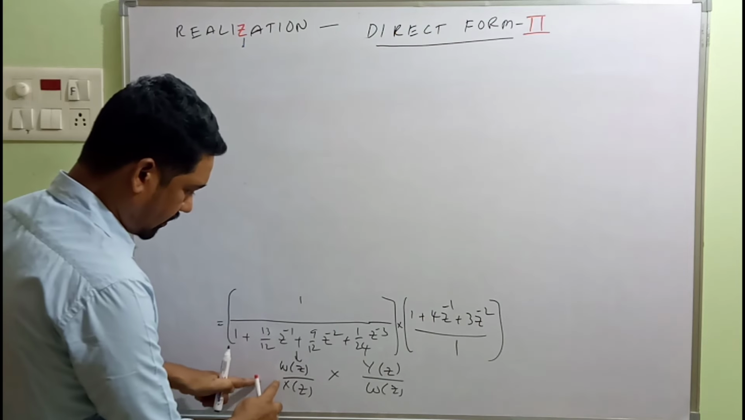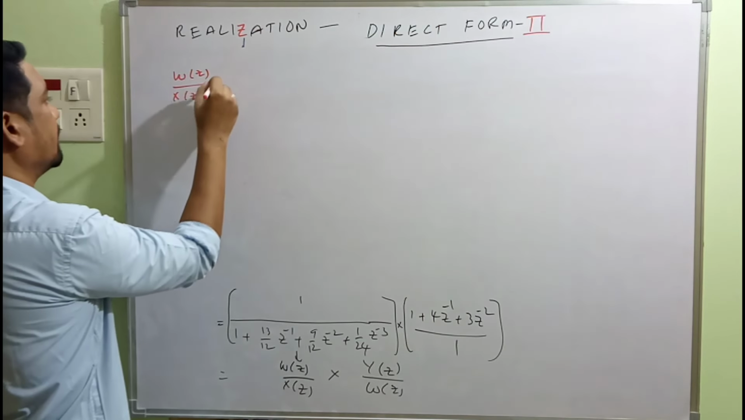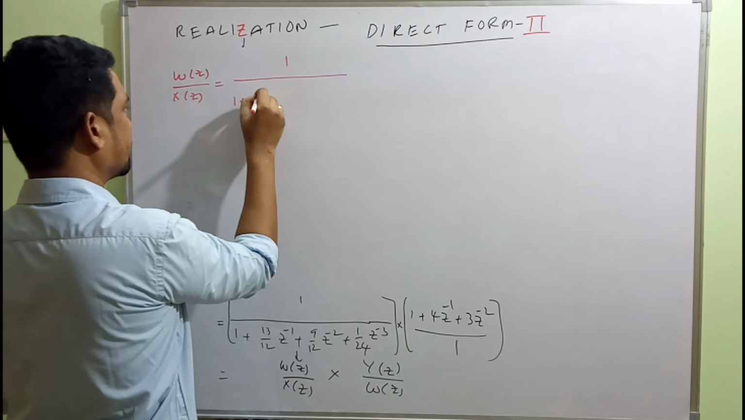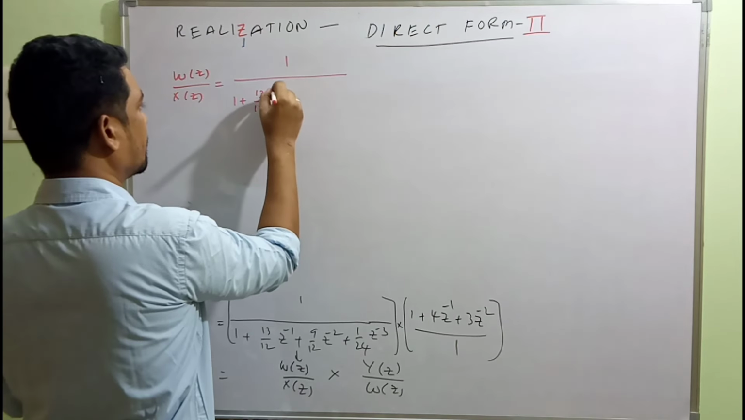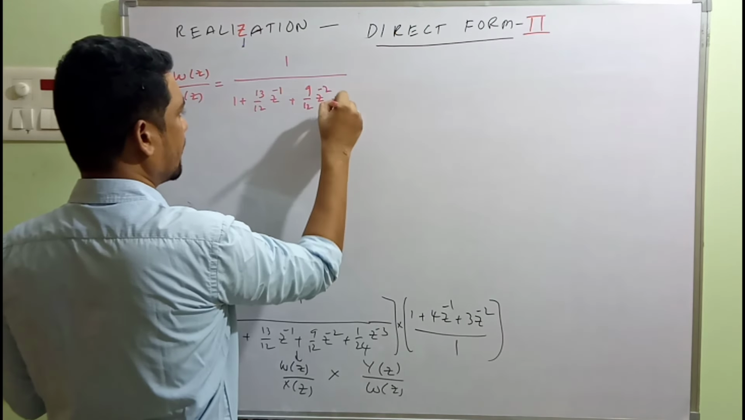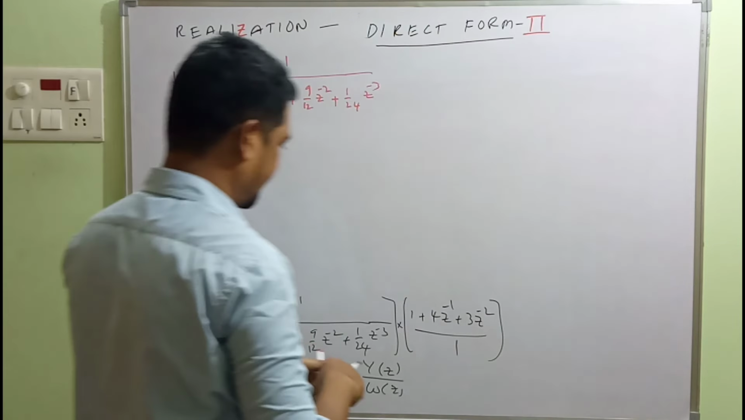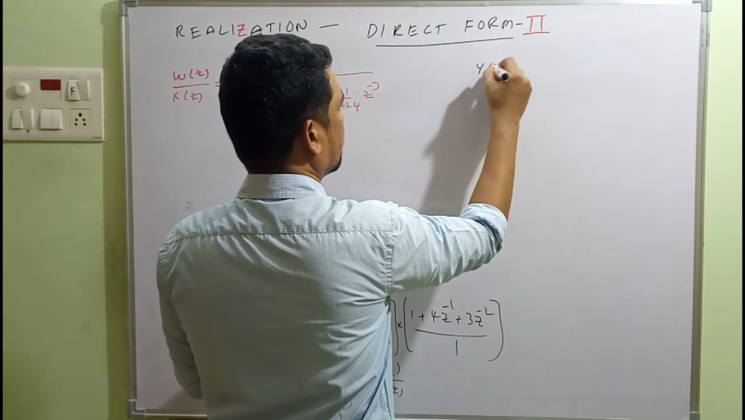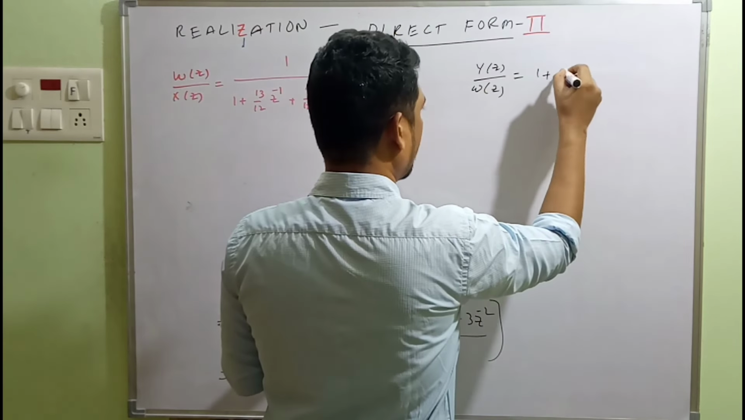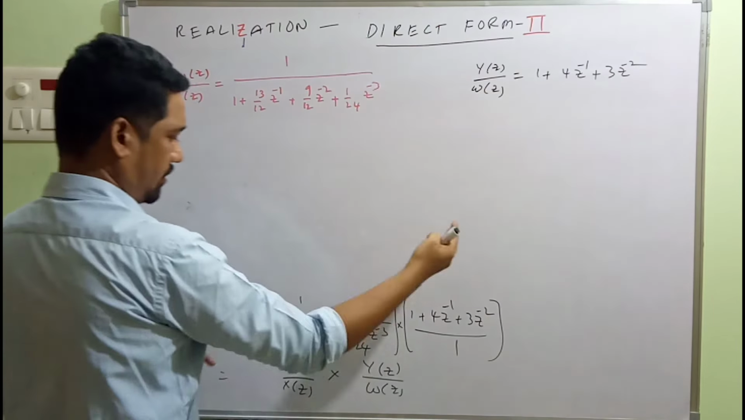Now what is the expression for w of z by x of z? We have w of z upon x of z, which is equal to 1 upon 1 plus 13 by 12 z raised to minus 1 plus 9 by 12 z raised to minus 2 plus 1 upon 24 z raised to minus 3, isn't it? On the other hand, we have y of z by w of z equal to 1 plus 4 into z raised to minus 1 plus 3 times z raised to minus 2, from this very simplification.